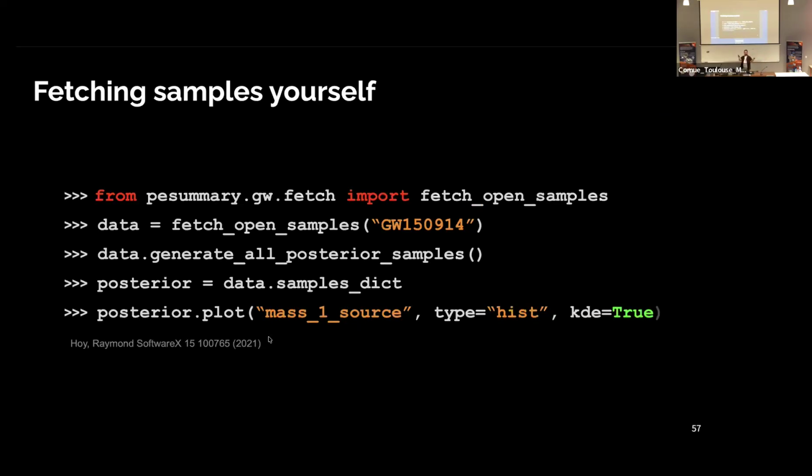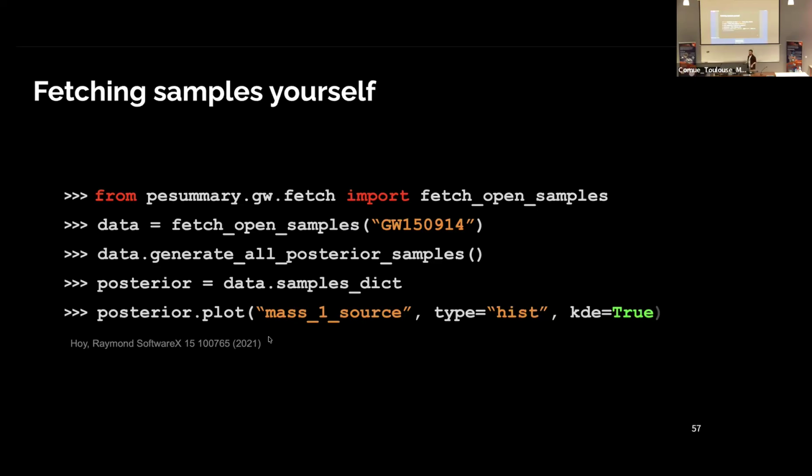So how do you get the gravitational wave samples that have been produced by the LIGO-Virgo-KAGRA collaboration? Well, one way to do that is to use the psummary package. And what you can do is import this fetch open samples functionality. And by just passing the name of your favorite gravitational wave candidate, so GW150914, you can fetch those public samples, and it will have routines to do this. It will fetch it from Zenodo.